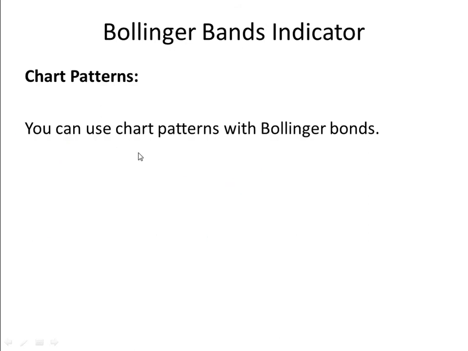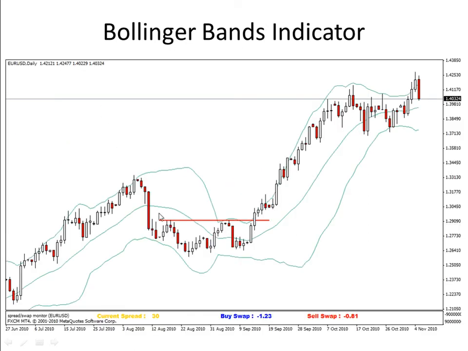You can also use chart patterns with Bollinger Bands. If you see this one, this is a reverse head and shoulders pattern. These two are the shoulders, and this is the head. You can draw a neckline at this point, and the price broke the neckline with a strong candlestick, and moreover it broke the upper band also. So if you enter a long trade at this point, you can make almost 300 to 400 pips.